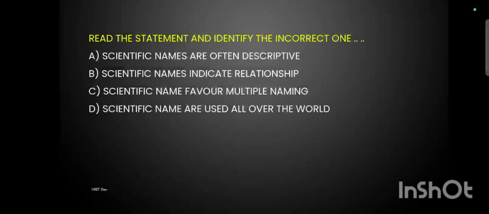Question: read the statement and identify the incorrect one. A. Scientific names are often descriptive. B. Scientific names indicate relationship. C. Scientific name favor multiple naming. D. Scientific name are used all over the world. The most incorrect statement in these four options is scientific name favor multiple naming. So the option is C. The correct option is C.